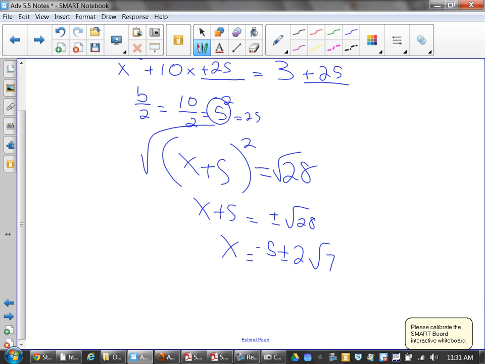We good? Wait, so there's only one solution? Yeah. No, there's 2. Negative 5 plus 2 root 7, negative 5 minus 2 root 7. Oh, okay.